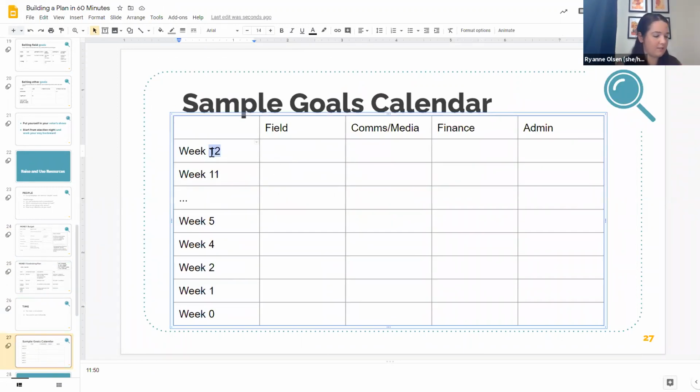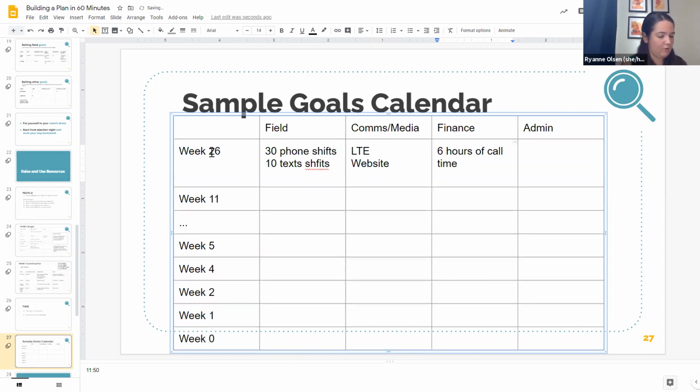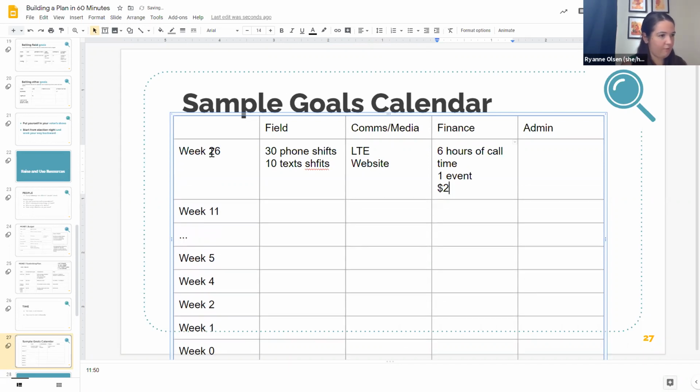So starting from this week, so this would actually be week 26. What are we expecting for our field, right? So we're doing 30 phone, 10 text shifts, whatever we're doing in comms and media. So we'll do a letter to the editor and build our website. We'll figure out our finance goals, so that's 6 hours of call time, and also 1 event and $200 through outreach, and any admin we need to do.